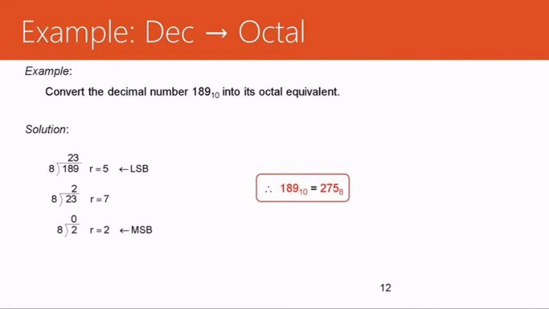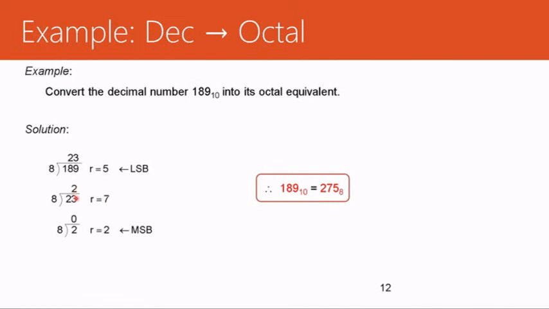So let's have another example of decimal to octal. We're going to convert the decimal number 189 base 10 into its octal equivalent. 189 divided by 8 is 23 with a remainder of 5. And we're going to divide the quotient again by 8. So 23 divided by 8 is 2 with a remainder of 7.